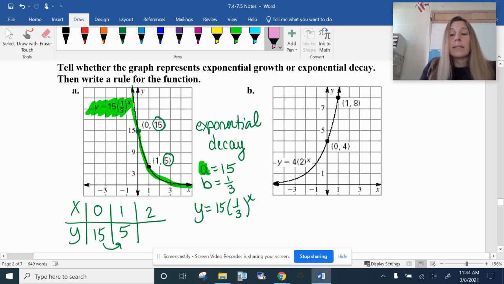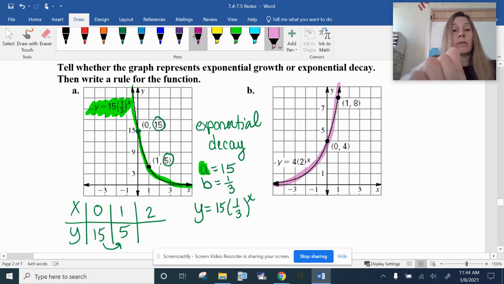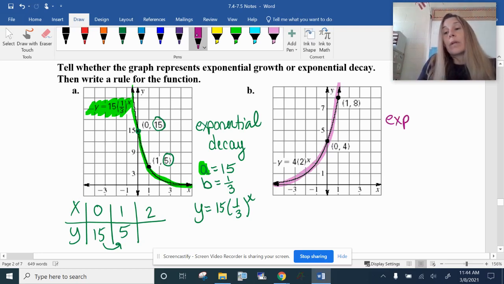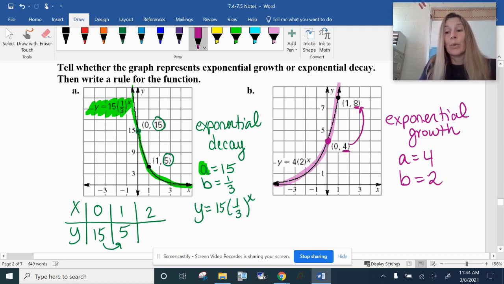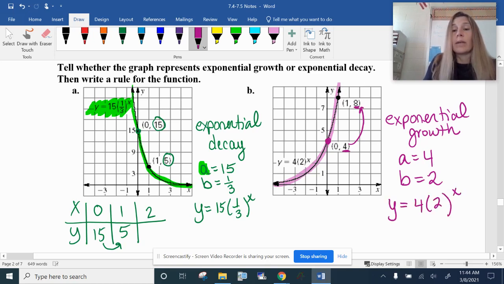Now, if we take a look at the next example, this one is trending upward as we go left to right. So this one would be exponential growth. Now here, my A value again is that y-intercept, so it's just going to be a 4. And my B value is that change from 4 to 8. So how do I get from 4 to 8? Multiply by 2. And so then I would write my function rule, which would be 4 times 2 to the x power. And that's the equation that you see written here.